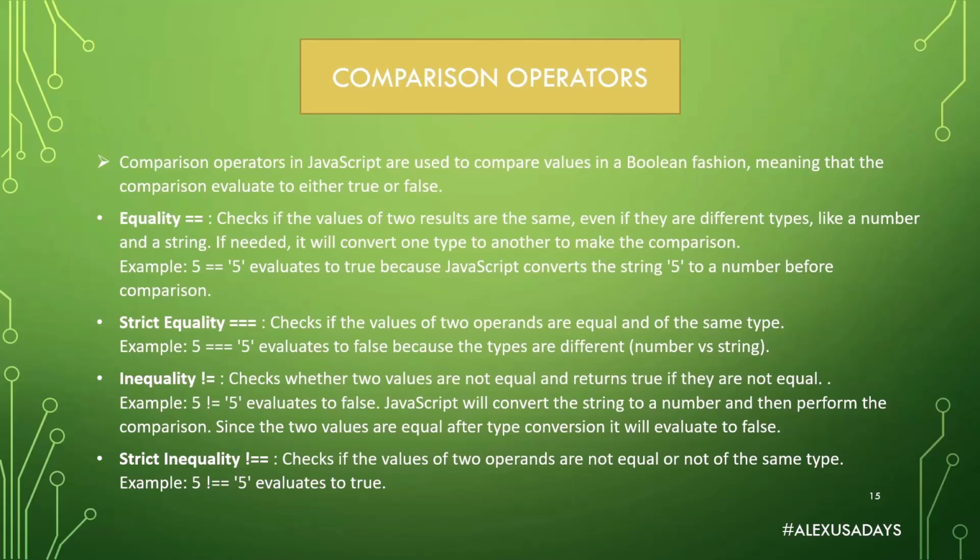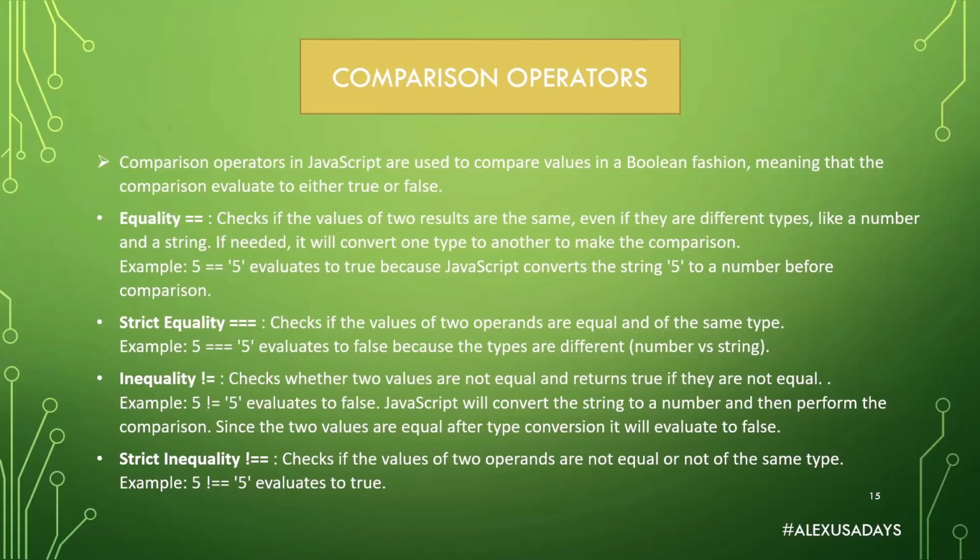Next one is strict equality, so 3 equals. Checks if the values of two operands are equal and of the same type. Example, 5 equals 5 in quotations evaluates to false because the types are different. One is a number and the other one is a string.